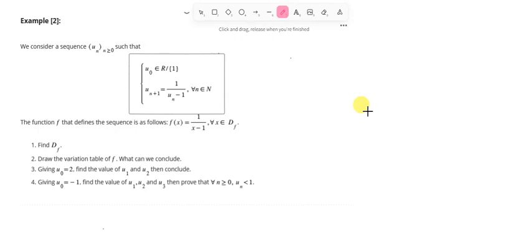And then we have two choices of u0. First of all, we will set u0 equals 2, and we will try to find u1 and u2 and discuss the results. Second, we will give a value minus 1 to u0 and see what happens for the first three terms of the sequence. And then we need to prove that un will be less than 1, whatever n superior or equal to 0. So let's start with the first question.